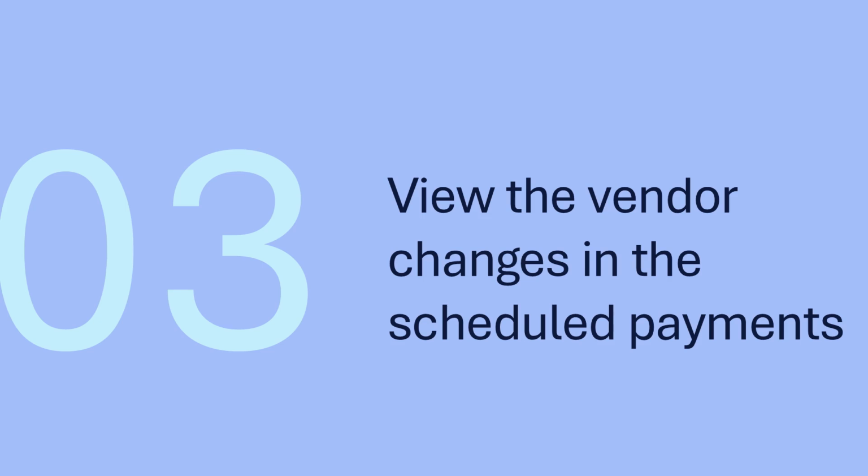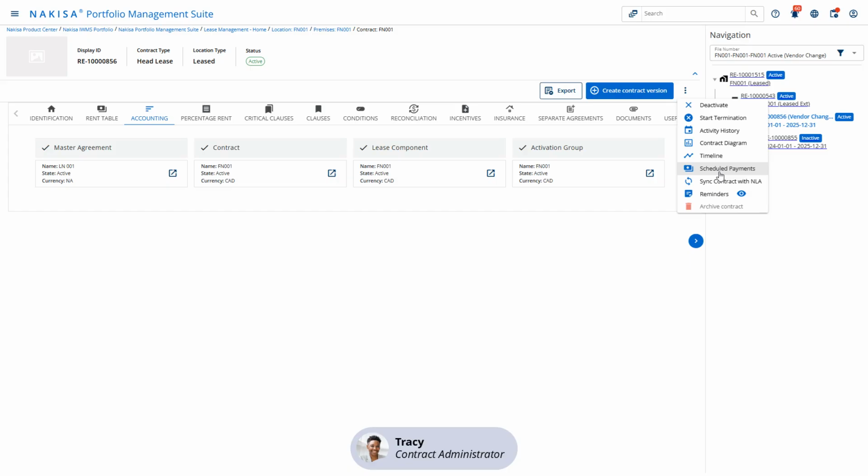Next, I'll show how to view the vendors associated to the payment terms in the Scheduled Payments module. From the Context menu, I'll click on Scheduled Payments to open the Recurring Payments section.